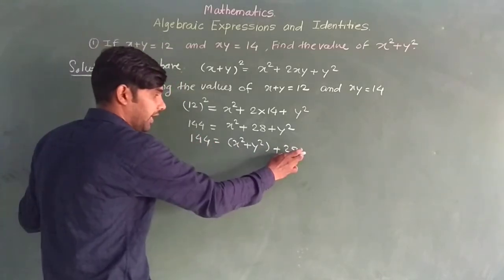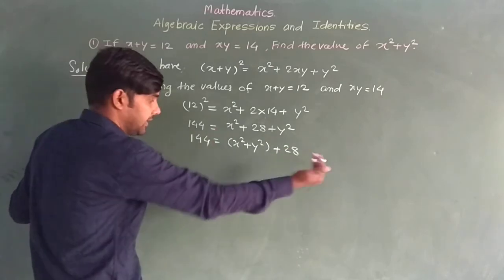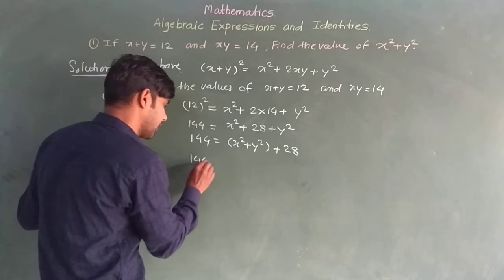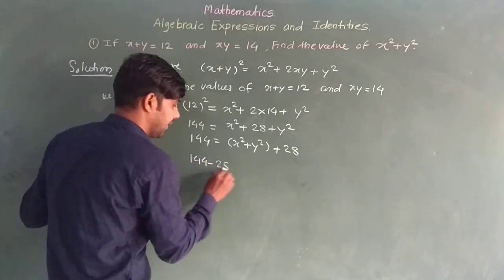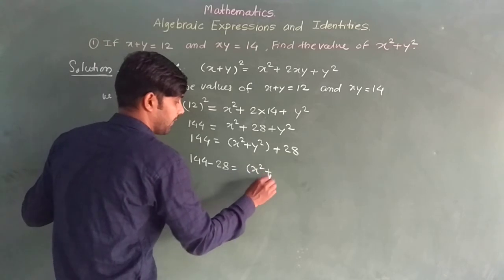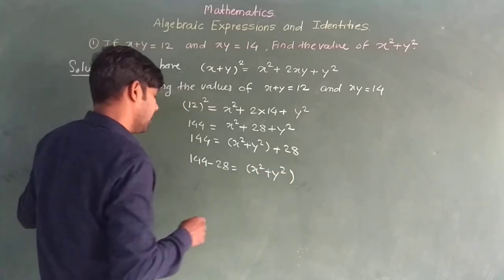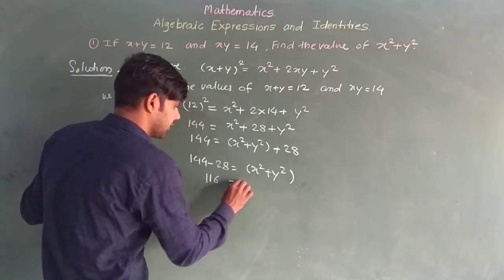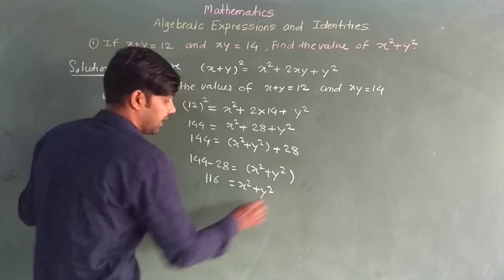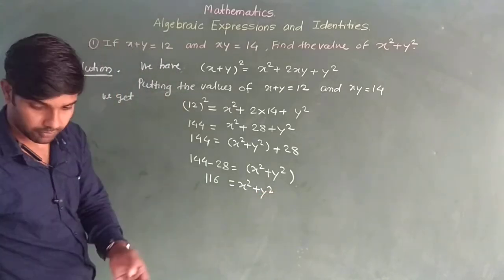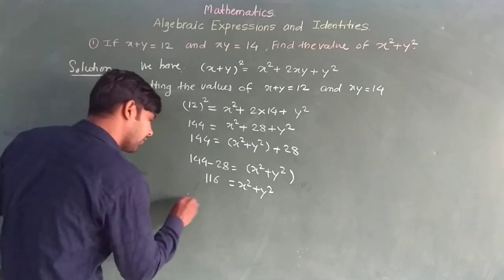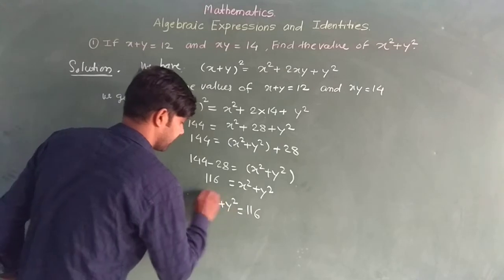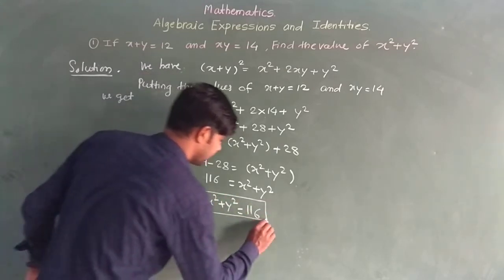Now this plus 28, when it goes from the RHS to the LHS, plus becomes minus. So we can write 144 minus 28 is equal to x square plus y square. How much? 116 is equal to x square plus y square. That is our answer. Therefore x square plus y square is equal to 116, and this is your answer of this question.